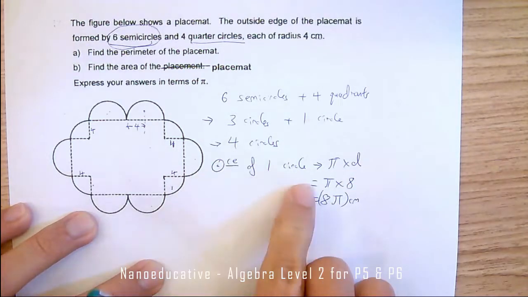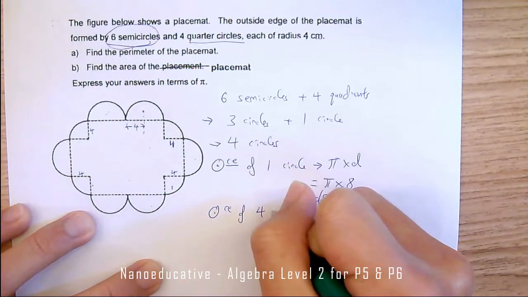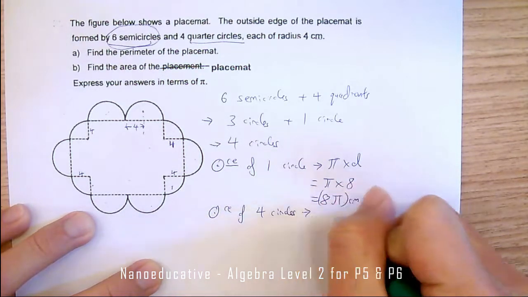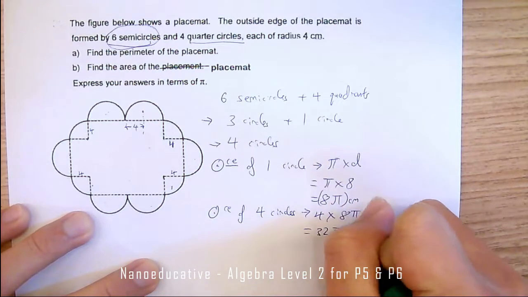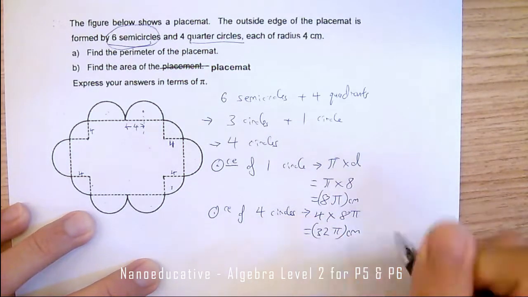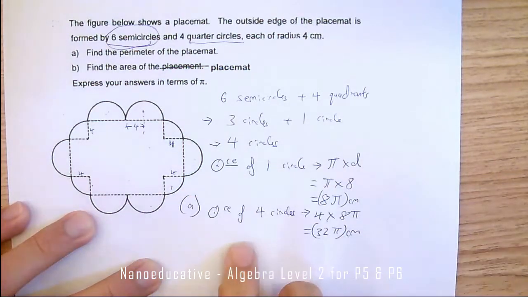Now, we have to find 4 circles, right? So it'll be the circumference of 4 circles. And that will give us 4 multiplied by 8 pi, giving us 32 pi cm. So this is the answer for number 1. How about the next part?